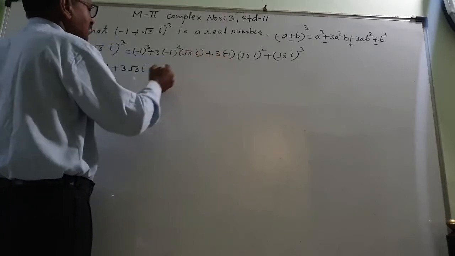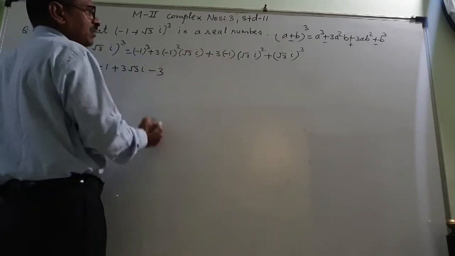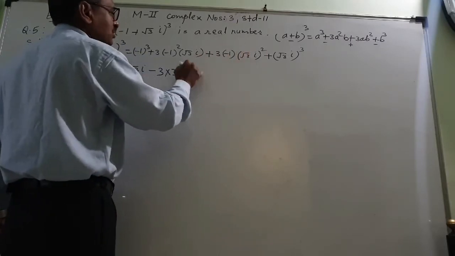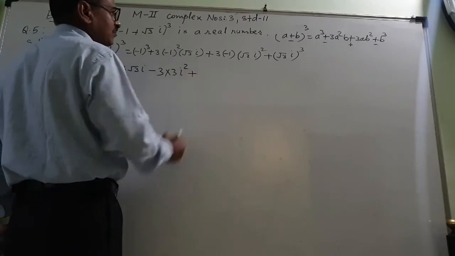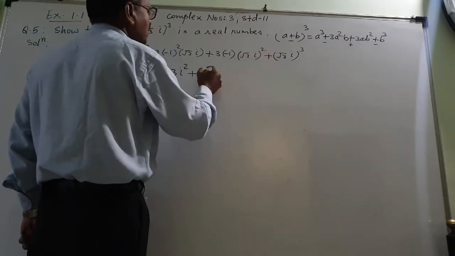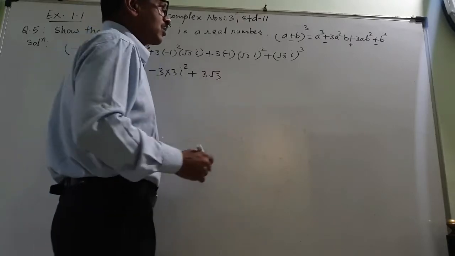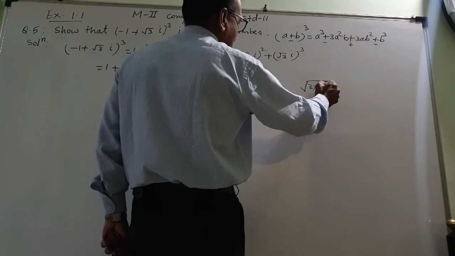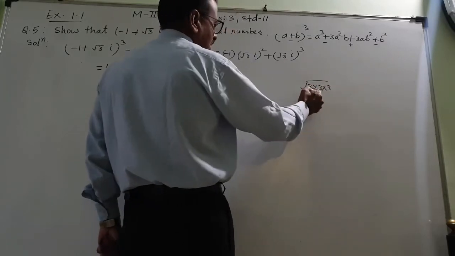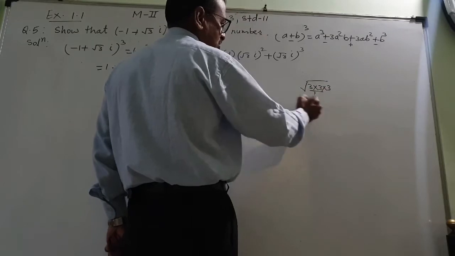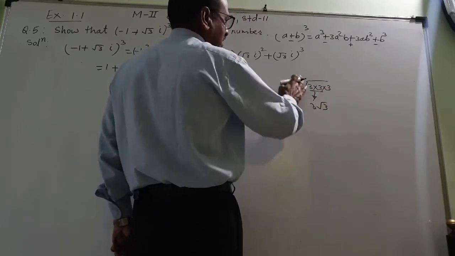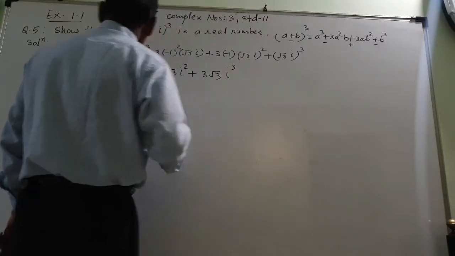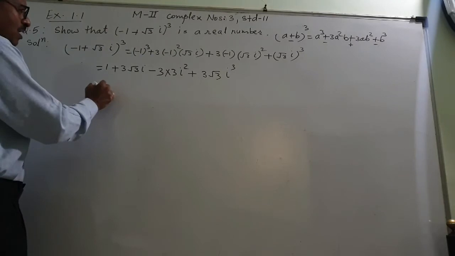This is minus 3. √3 square is 3 and i square. Plus √3 cube is 3√3. Just see this, 3 into 3 into 3. This is the meaning of cube. Make one pair and take one out. So 3√3. This will be the cube of this. And i cube.